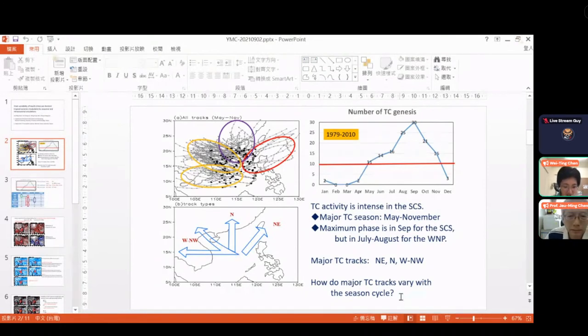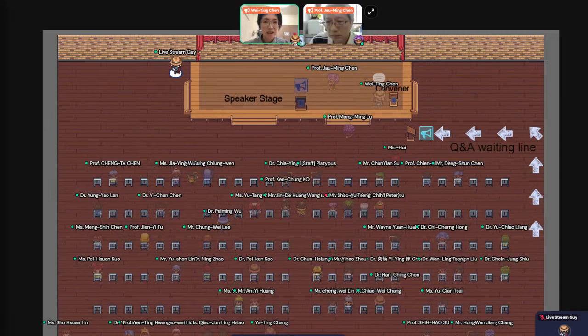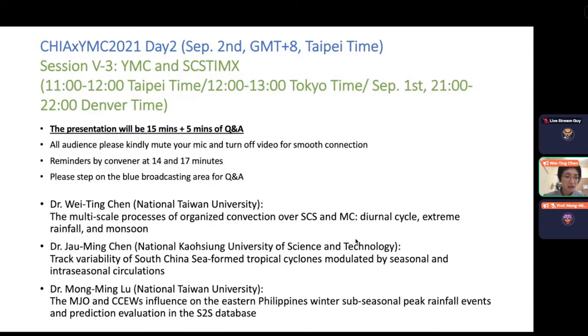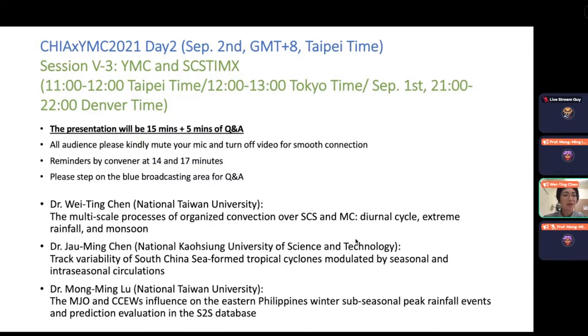So I think we need to move on. Okay. So our third talk in this session is by Professor Lu Mengming from National Taiwan University. She will talk about the MJO and convectively coupled equatorial waves' influence on the rainfall over the Philippines and the evaluation in the S2S database.